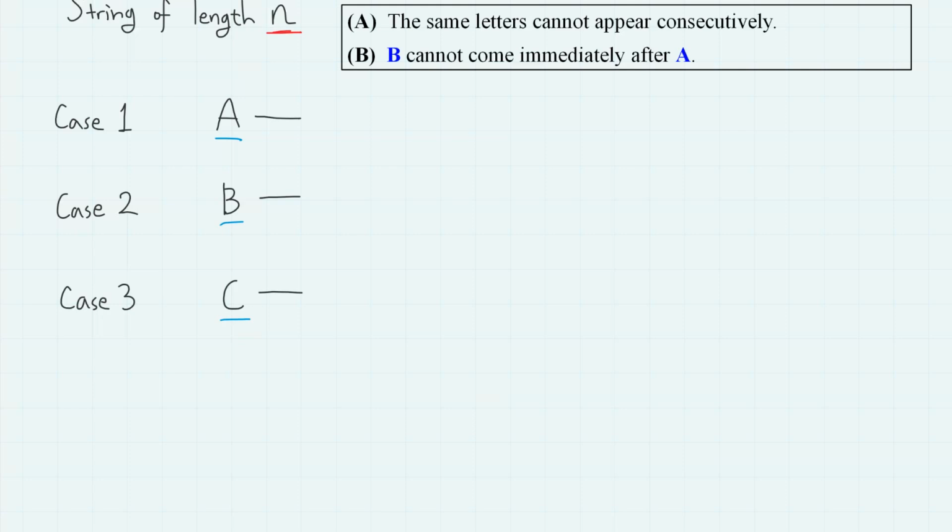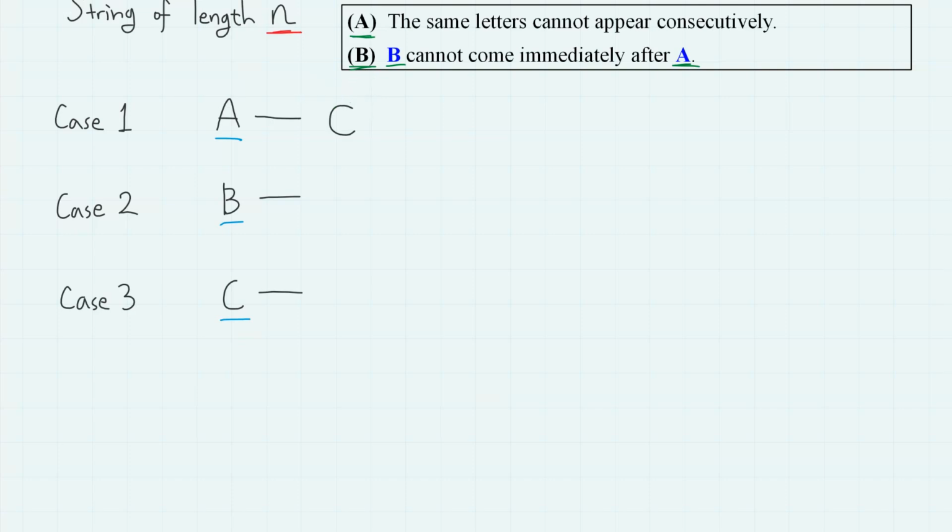In the first case, due to rule A, the letter A cannot appear in the second place. Also, due to rule B, which states that B cannot come right after A, the letter B is also forbidden. Therefore, the only possible letter that can come right after A is C.